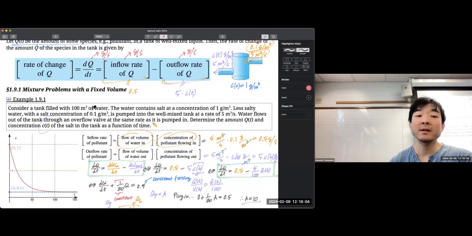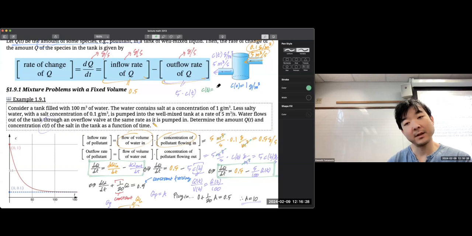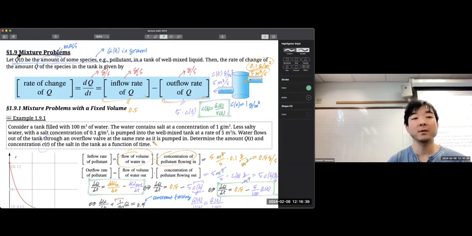It just says here that consider a tank filled with 100 cubic meters of water, and the water contains salt at a concentration of 1 grams per meter cubed. So it tells you the concentration. It also tells you the initial volume. But using that, remember that we know that C of T is equal to Q of T over V of T, right? That's just, from chemistry, concentration is equal to amount divided by volume. So Q is the amount divided by the volume.